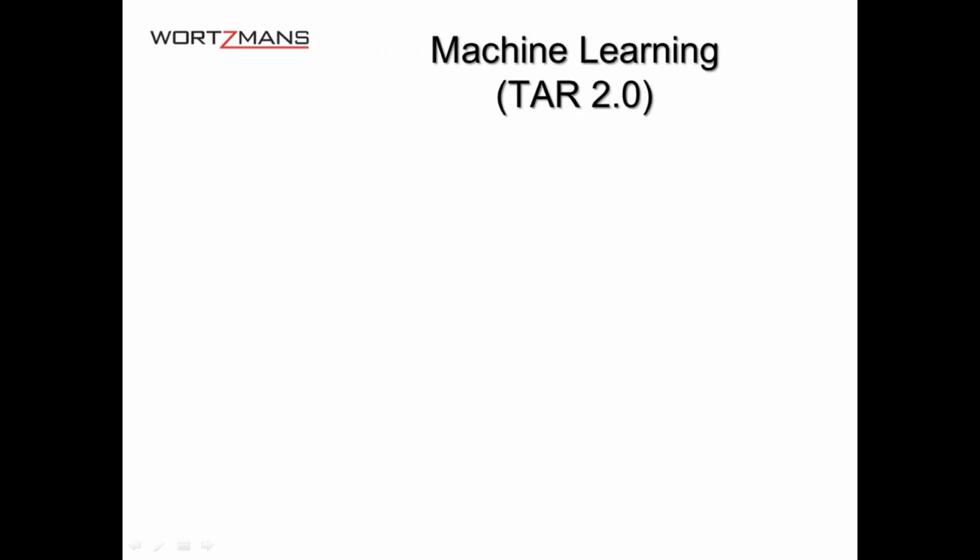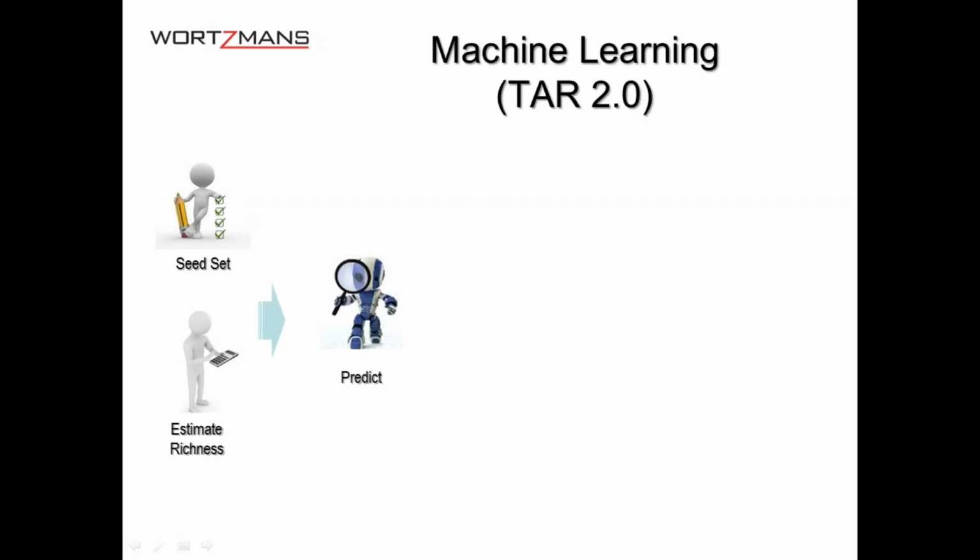Now, machine learning is an evolution of predictive coding, and that's why it's sometimes referred to as TAR version 2.0. And the way it works is very similar, but there are some significant differences. You create a seed set the same way as before, but then what you also do is create a sample of the records and review it to see how many records you expect to find that are going to be relevant. So if you sample it and you find 50% in the sample are relevant, then you can say 50% in your collection are going to be relevant.